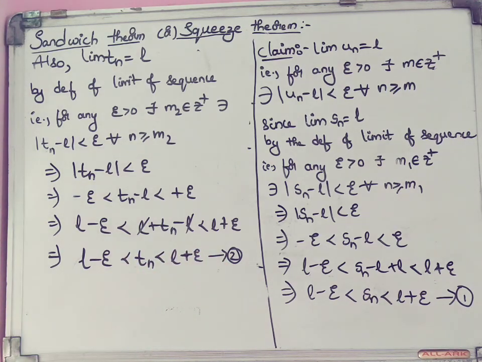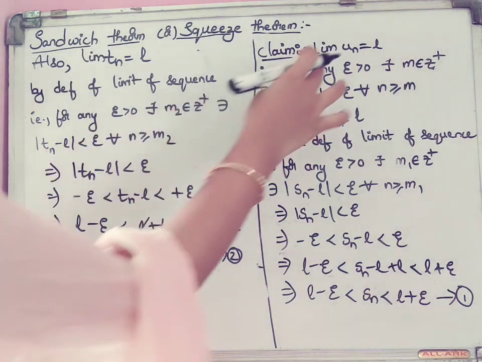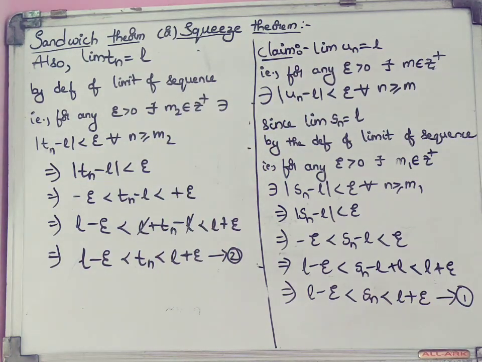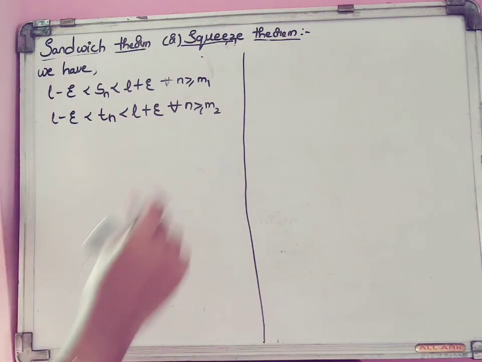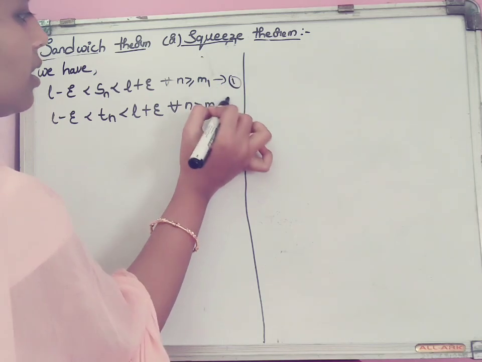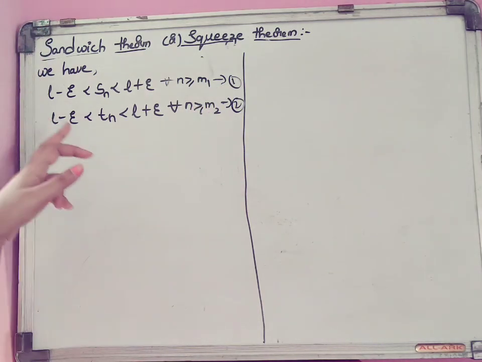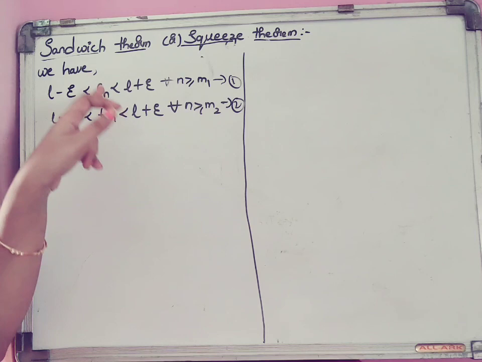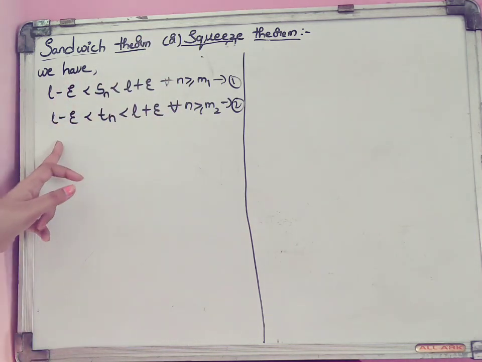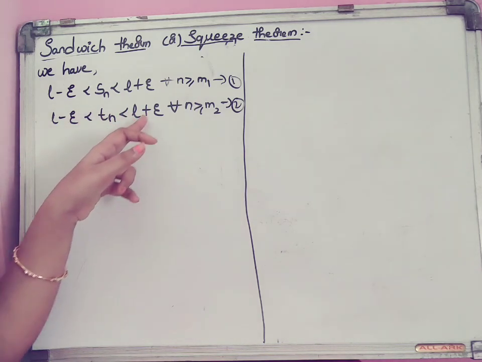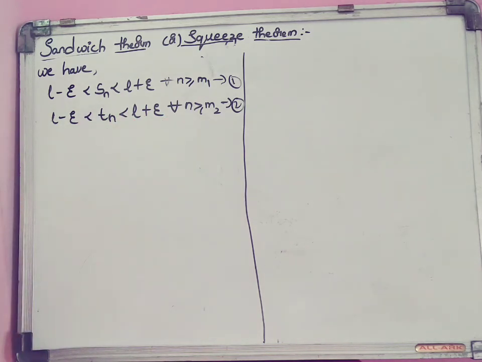From equation 1 and 2, we need to prove limit Un is equal to L. Okay, now we have two conditions from equation 1 and 2. What are the conditions here? L minus epsilon less than Sn less than L plus epsilon for all n greater than or equal to m1. Next, L minus epsilon less than Tn less than L plus epsilon for all n greater than or equal to m2. These are our two conditions from supposition 2.